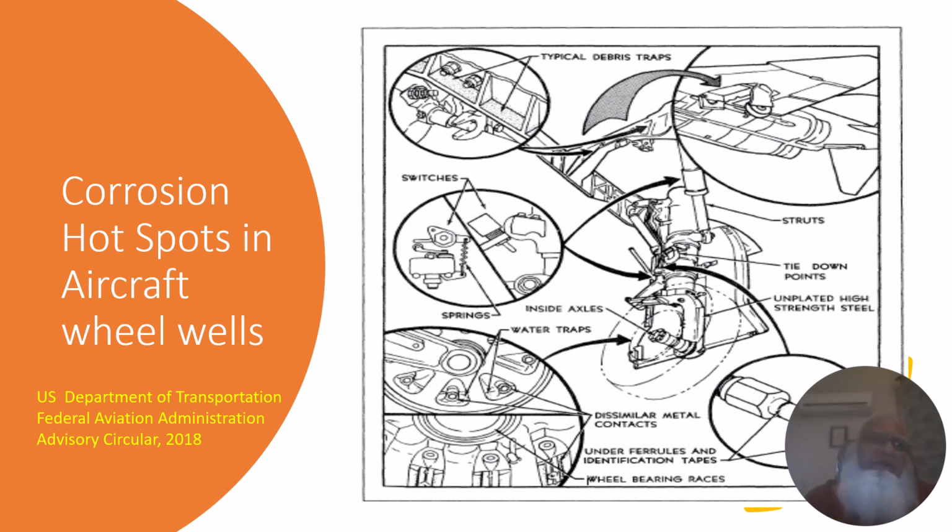This slide shows corrosion hotspots in aircraft wheel wells. This slide is taken from the U.S. Department of Transportation Federal Aviation Administration Advisory Circular 2018. Now the picture on the right is self-explanatory. You can read it yourself because it is all shown there where corrosion is likely to take place, at what we normally call hotspots.